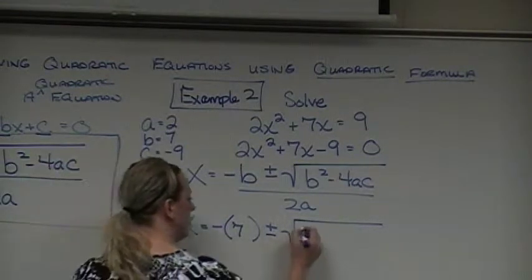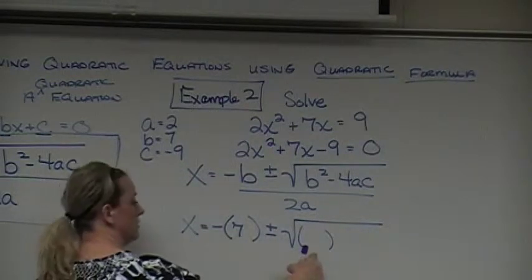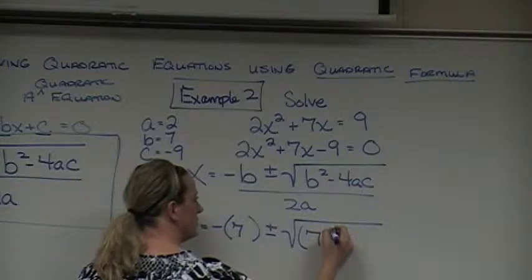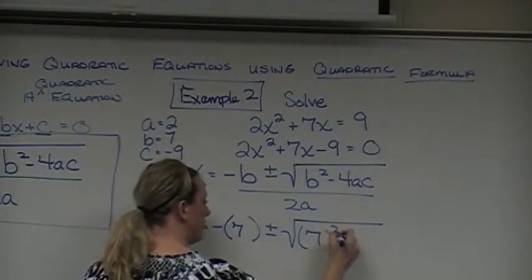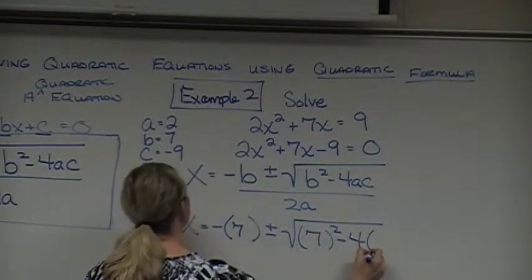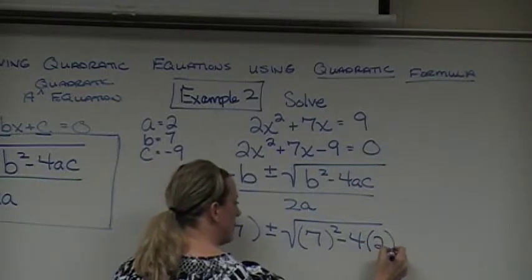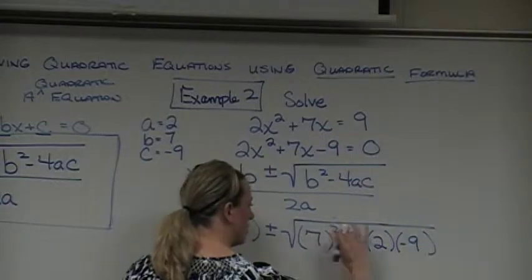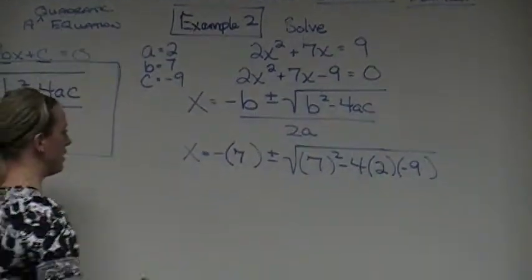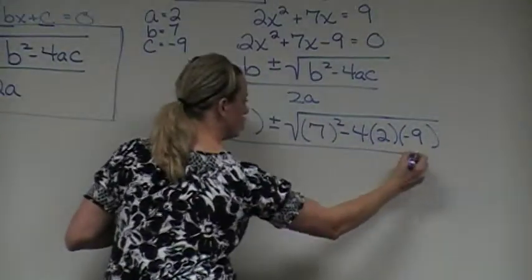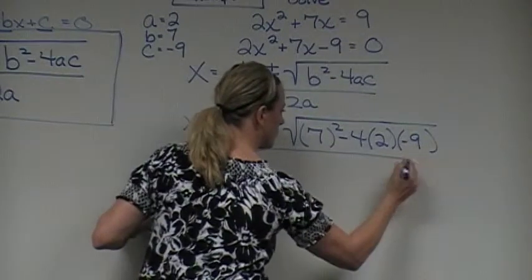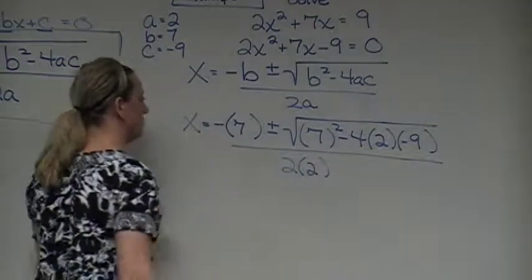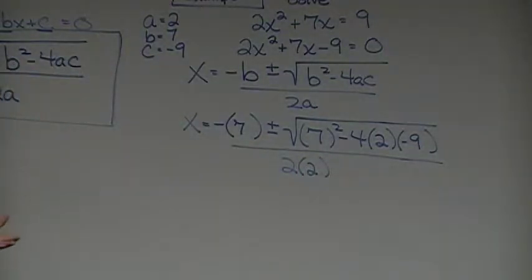Okay. All right. What's b? 7 in parentheses, what? Squared minus 4 times a, which is 2, times c, which is what? Negative 9. That goes underneath the radical. That's called our discriminant. Okay? All over. Don't forget the all over. All over 2 times 2. Good.